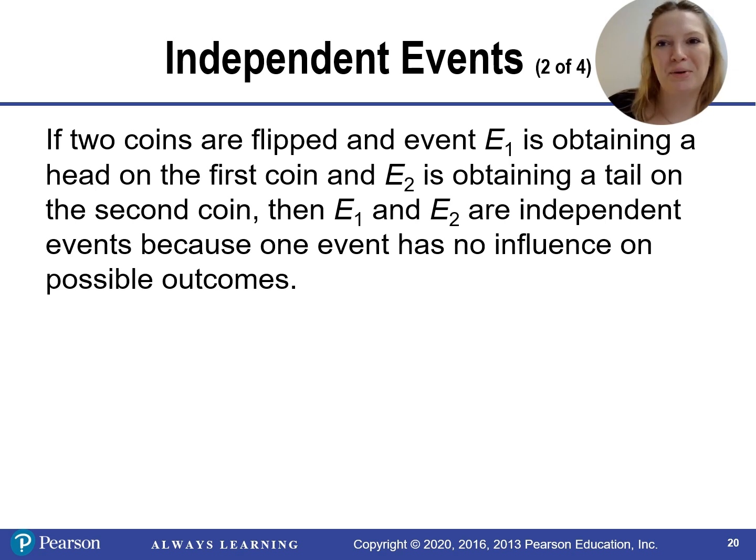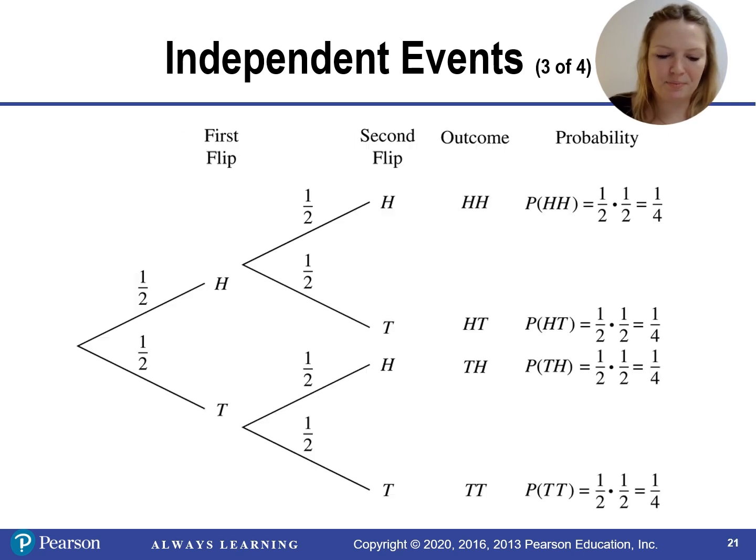The coin doesn't remember what it landed on the previous time. Or if we have two coins that we're going to flip, and event 1 is getting a head on the first coin, and event 2 is obtaining a tail on the second coin, these are independent events because the coins are not talking to each other. They're not going to say, well, if I'm heads, then you have to be tails. They are independent of each other. They don't influence one another.